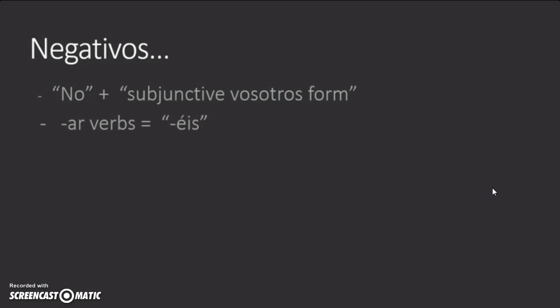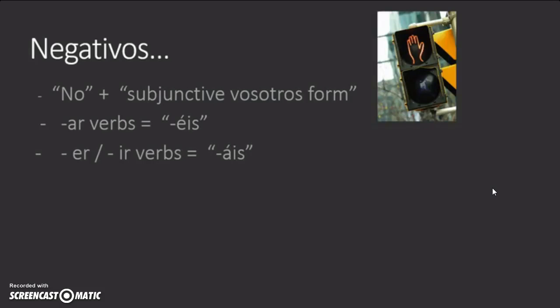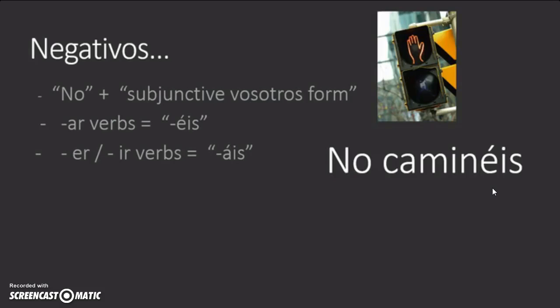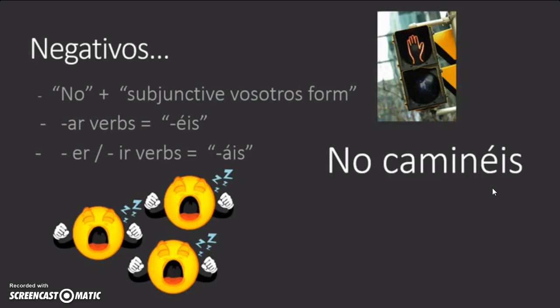So for those of you who might be feeling a little iffy about what the vosotros looks like in the subjunctive, it's just that opposite vowel with an accent mark on it. So it's going to be either éis for AR verbs, or ER and IR verbs are going to be áis. Okay, so that's all you have to remember there. So let's say we have a sign here, and we're going to say don't walk, and we're talking to you all. That's the verb caminar. So now we got to think opposite vowel rules, and so that'd be no caminéis.